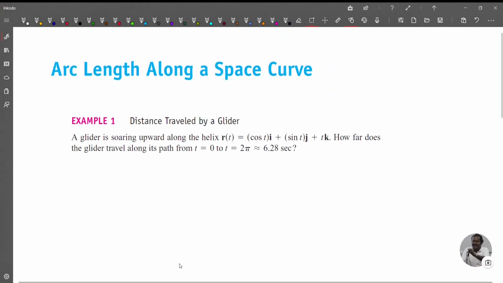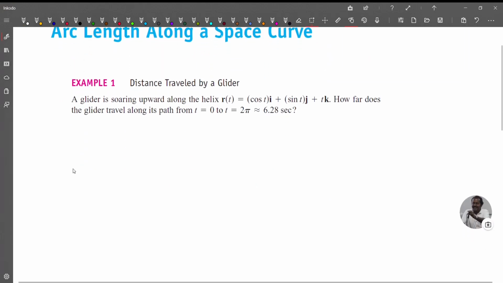Now we do a problem. Distance traveled by a glider. A glider is soaring upward along the helix r of t is equal to cos t i plus sin t j plus t k. How far does the glider travel along its path from t equal to 0 to t equal to 2 pi?